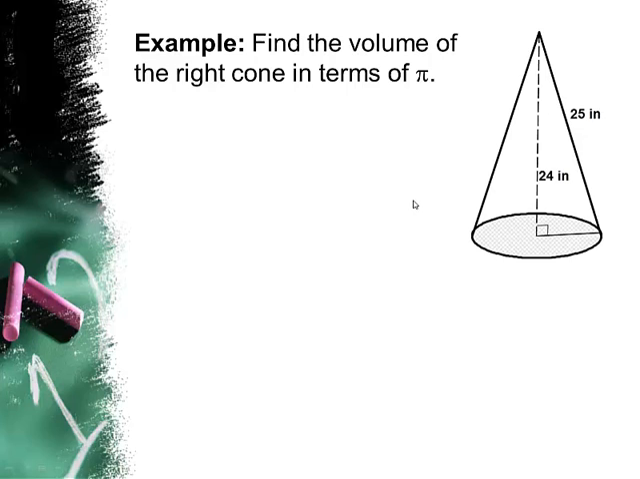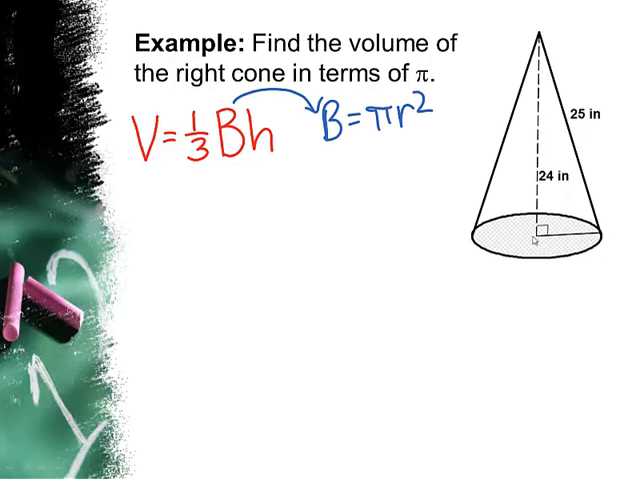So here's an example where we want to find the volume of the right cone in terms of pi, which means I don't want a decimal answer. So I'm going to use the formula. Volume is 1/3 base times height. And I can see my height is 24. I don't know the area of the base, but I know it's a circle, so the formula for the base area is pi r squared. Well, I don't know what the radius is, which is this part here.